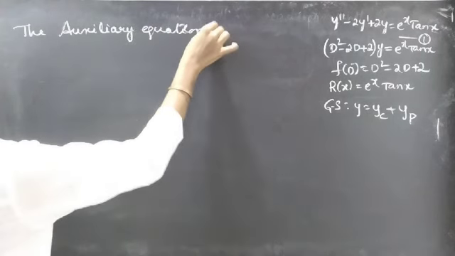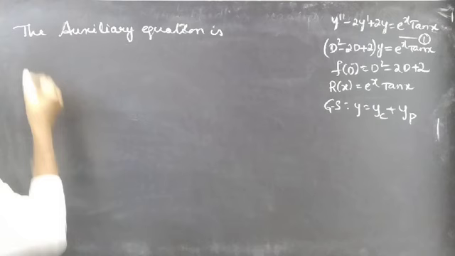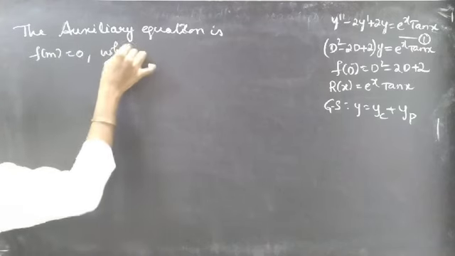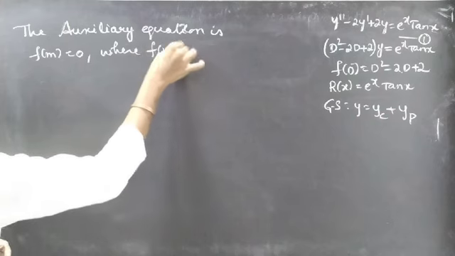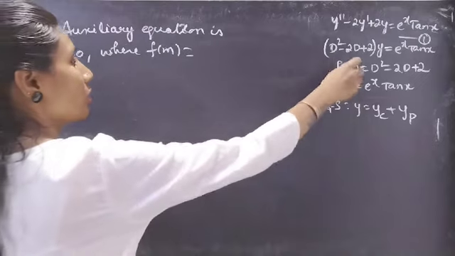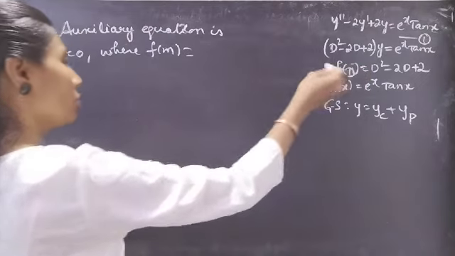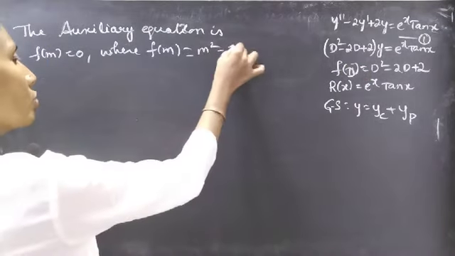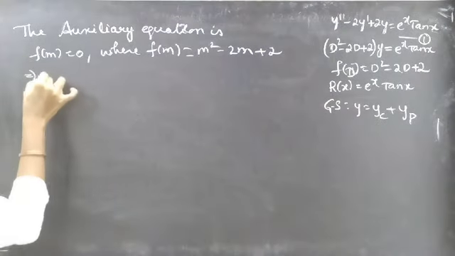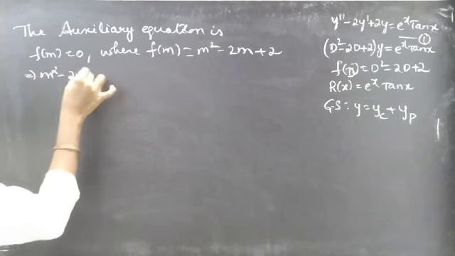The auxiliary equation is f of m equal to 0, where f of d is d square minus 2d plus 2. Let's replace the differential operator d by m, so that we get f of m equal to m square minus 2m plus 2. Then the auxiliary equation becomes m square minus 2m plus 2 equals 0.